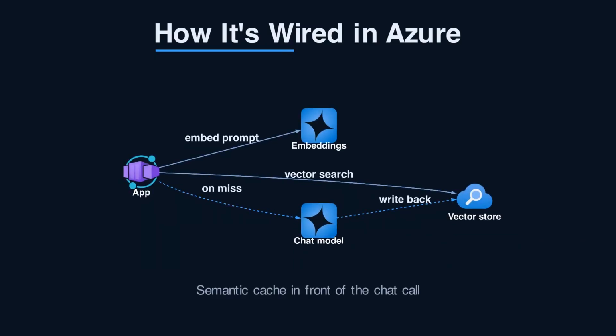A practical wiring on Azure looks like this. Your application calls Azure OpenAI for embeddings using the embedding deployment. Those vectors go into a vector store. Azure AI Search with a vector index works well, or Redis with vector similarity if you want sub-millisecond reads. On a hit, you return the cached completion straight from the store. On a miss, you call the Azure OpenAI chat deployment. Then write the prompt vector and the answer back. Keep the embedding model and the chat model as separate deployments so you can scale and version them independently. This keeps the cache layer cleanly in front of your most expensive call.